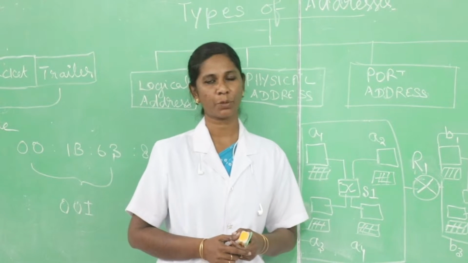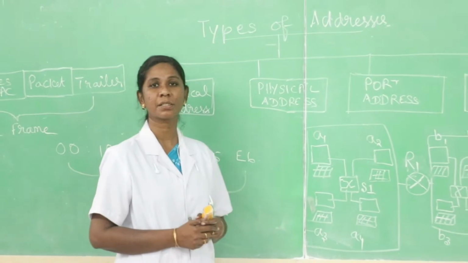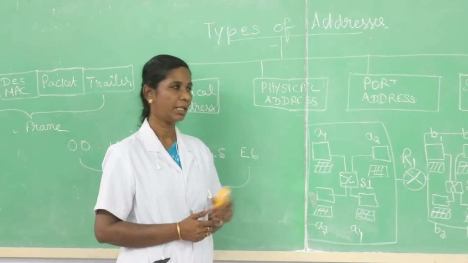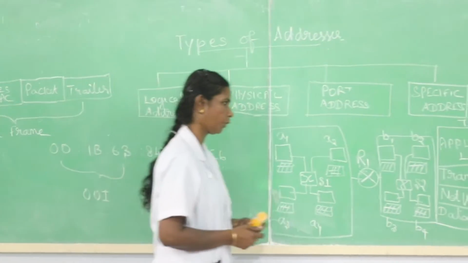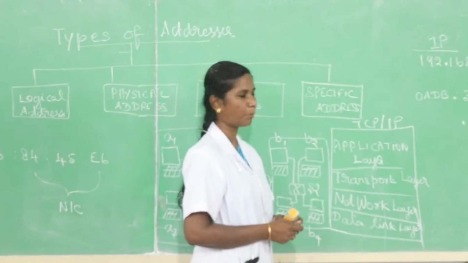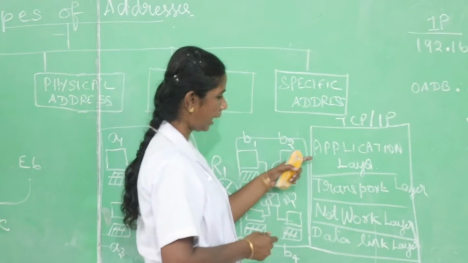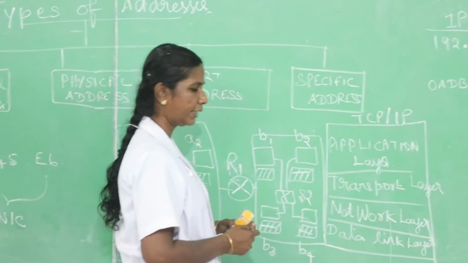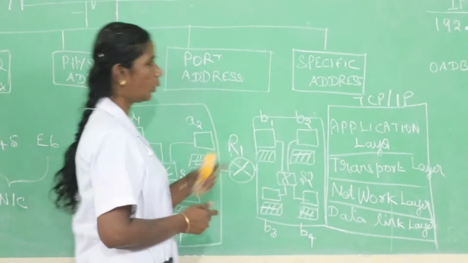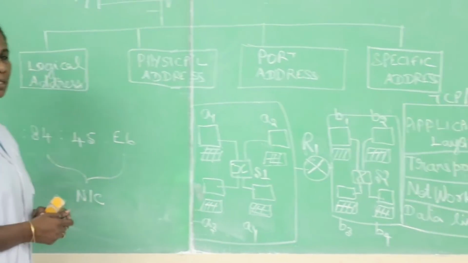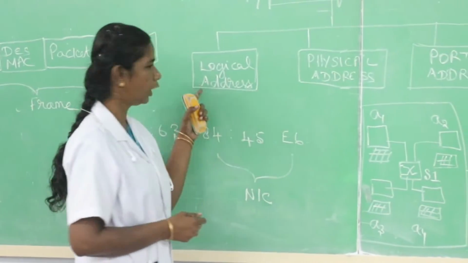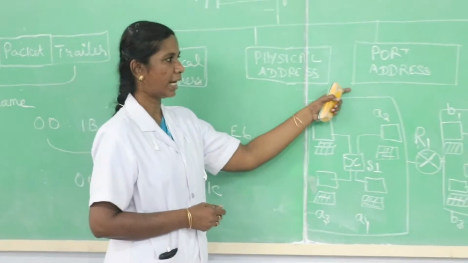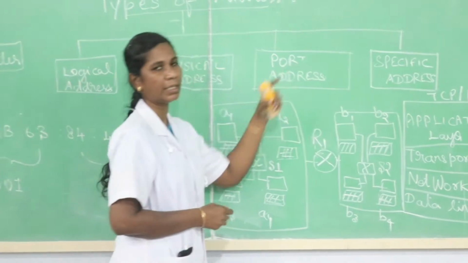So today we are going to discuss the types of addresses in computer networks. At first, let me start with the TCP/IP model. In the TCP/IP model, there are 4 layers: application layer, transport layer, network layer and data link layer. Switching over to the types of addresses, they are classified into 4 types: logical address, physical address, port address and the last one, specific address.